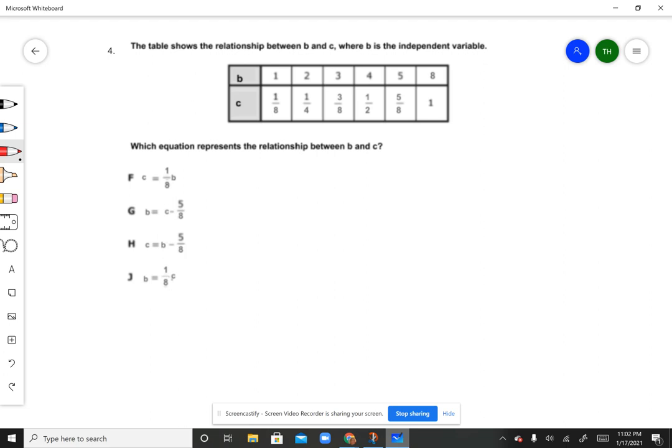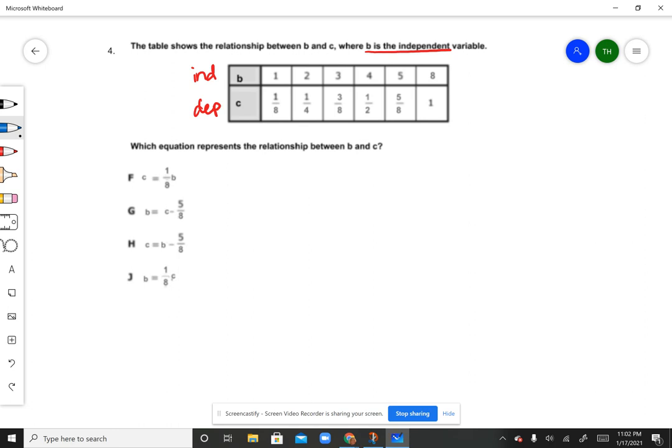The table shows the relationship between b and c, where b is the independent variable. Which equation represents the relationship between b and c? Okay, so it told us that b is our independent variable, so I'm going to go ahead and label them independent and dependent. Which equation represents the relationship between b and c? So I'm going to look at my table here, and I'm going to figure out what that relationship is.